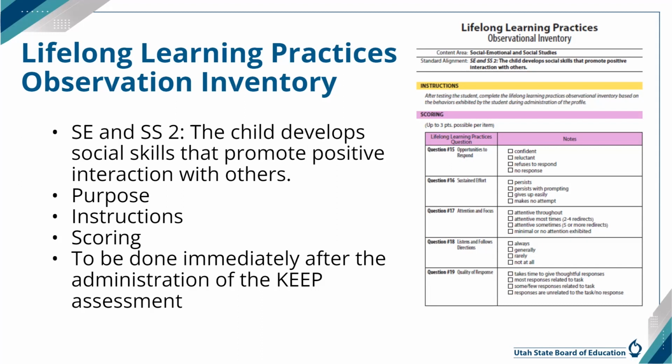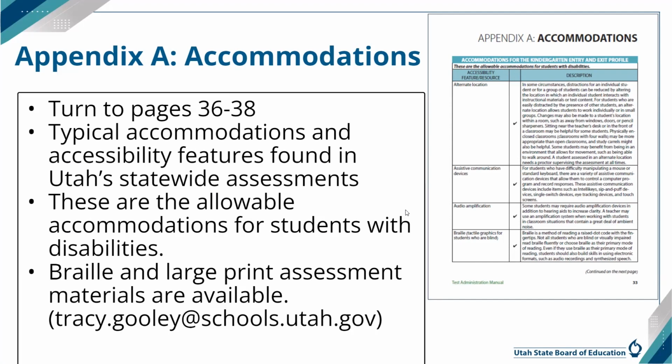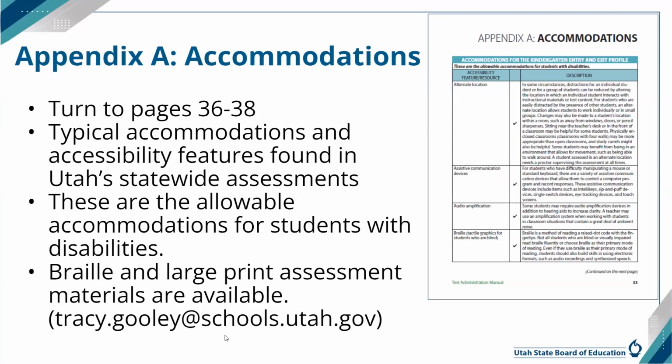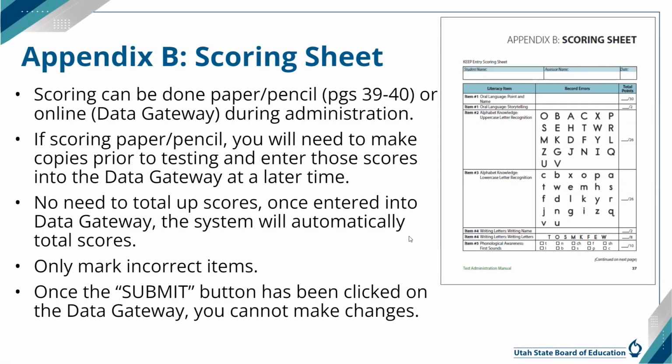So this is on page 32 and 33 of the manual. So I'm going to give everybody just a couple minutes to look through, and if there's any question or discussion around this. So we did talk about the accommodations, right? Pages 36 through 38. And if you do need Braille for any reason, that and large print, that is available from Tracy Gooley, and I have her email address as well on the last page. Then there's the scoring sheet. Your submitting within the Data Gateway.